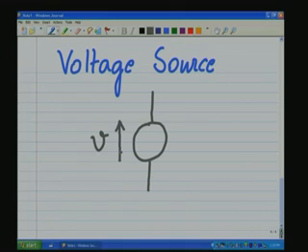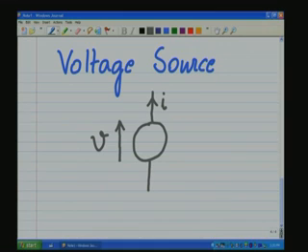This arrow indicates that this terminal potential is measured with respect to this. That is what this arrow indicates. Okay. And then there is a current going out of one of the terminals, and then it circulates and enters the other terminal. This is the symbolic representation of a voltage source.